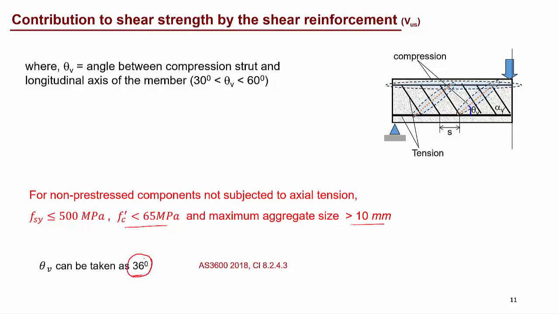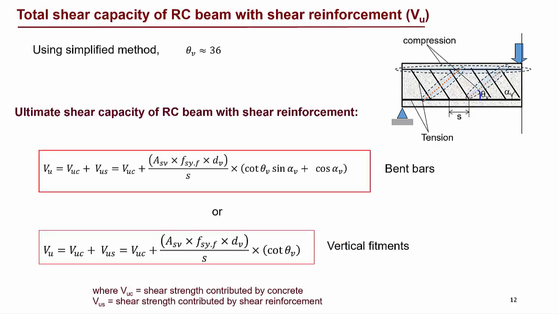So usually theta v is between 30 to 60 degrees. So for a simplified method, we can take it as 36 degrees. So we can plug back the value of 36 degrees in the previous equation to solve it as well. Now to summarize, using the simplified method, theta v, that is the angle of the compressive strut, is taken as 36 degrees.